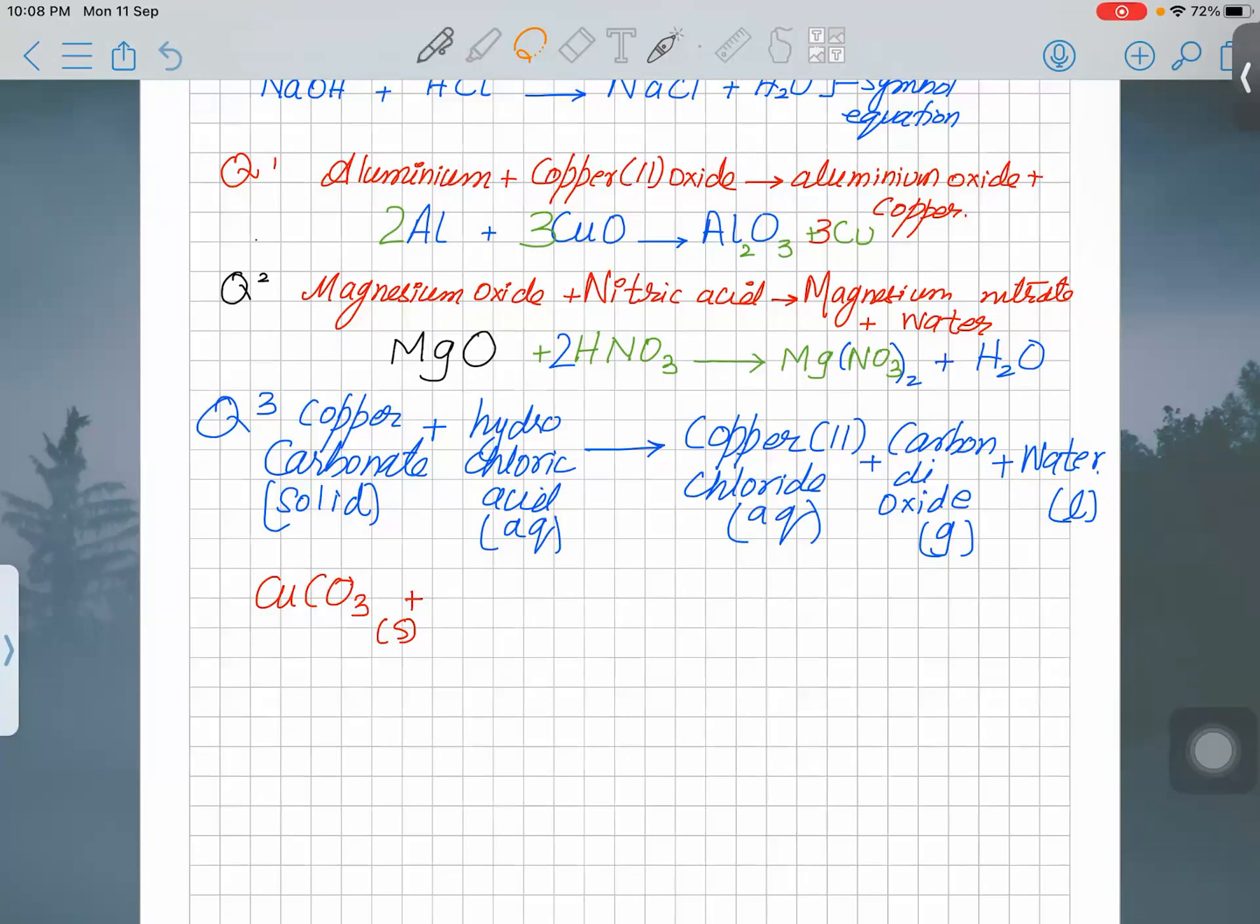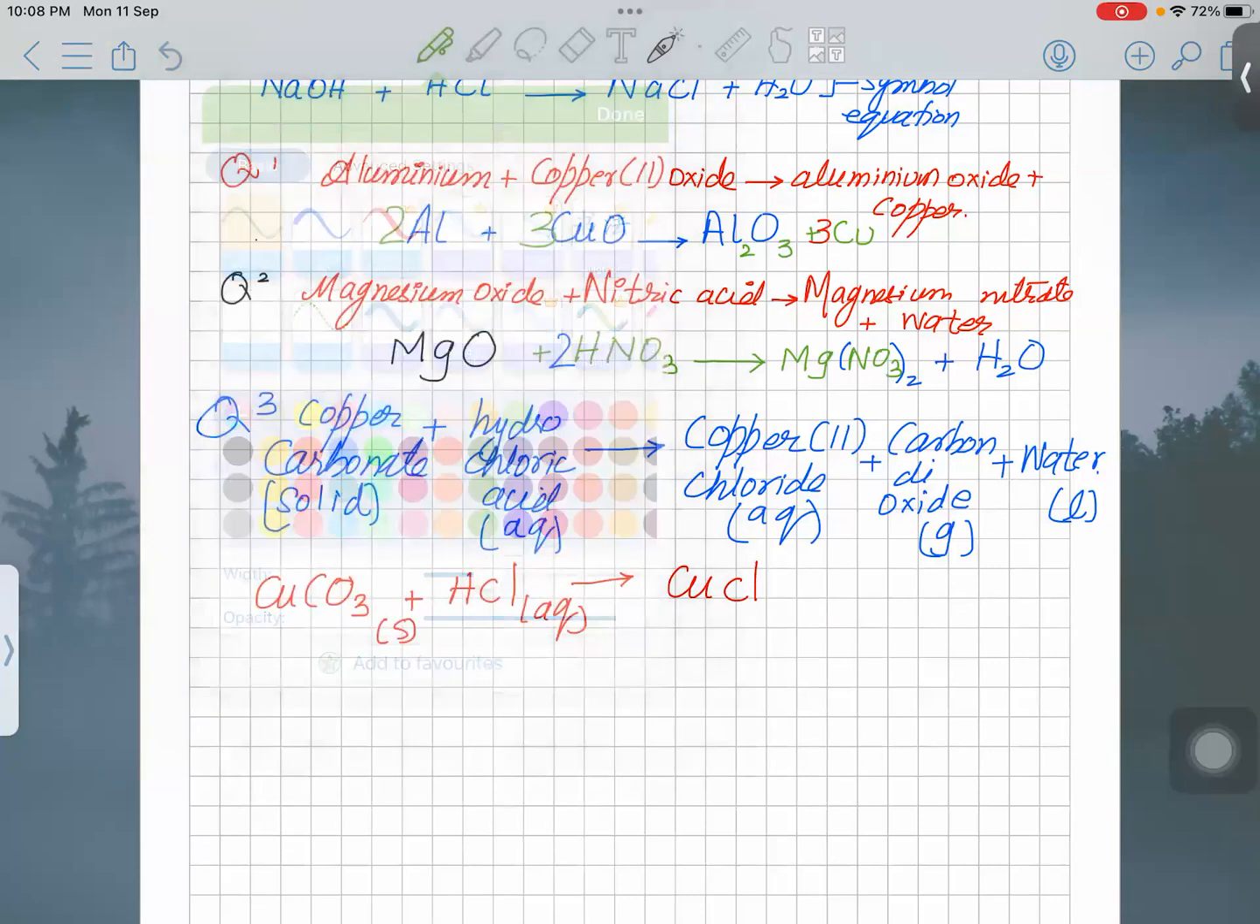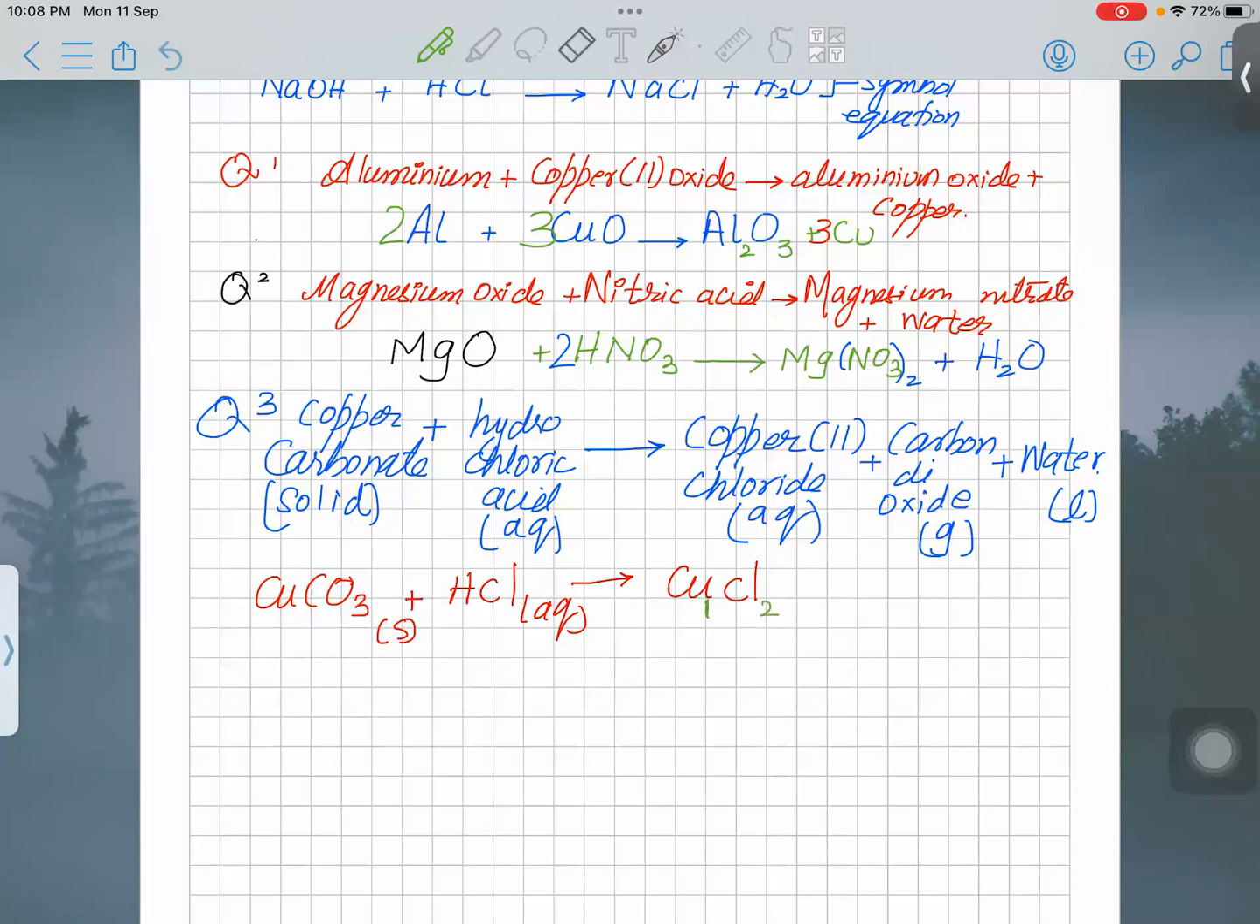Now tell me the formula of hydrochloric acid. HCl. This is aqueous. Then copper chloride, sir, CuCl. Cu2Cl. No. Chlorine is -1, copper is 2. So the formula is CuCl2.